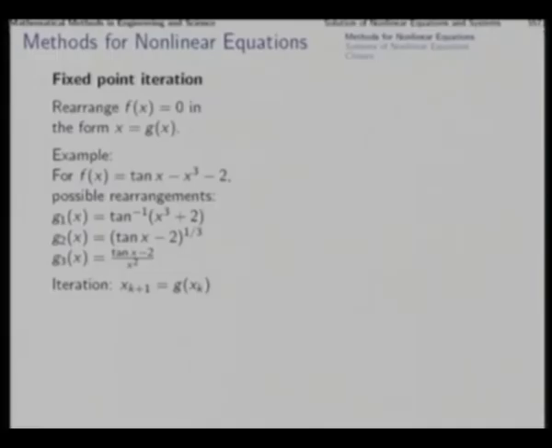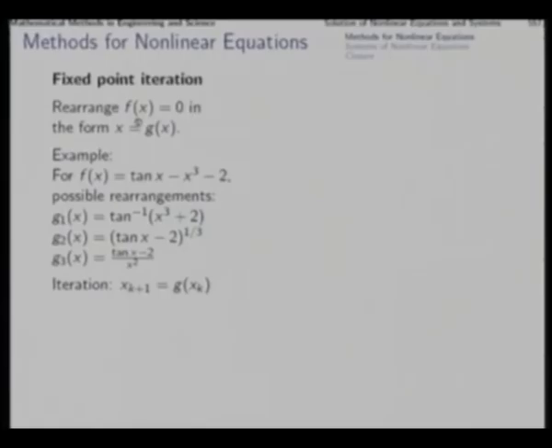Now, for example, take this example of f x. The solution of the equation tan x minus x cube minus 2 equal to 0 is required. So, f x is this. Now, if this is equal to 0, then we can arrange that equation in the form of an expression for x in terms of x itself, call that expression g x.